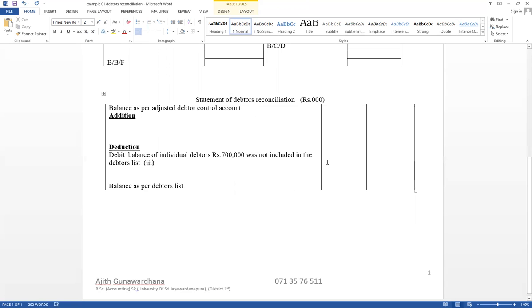The effect is that the debtor list balance decreases. If the effect is that the debtor list balance decreases, 700,000 should be deducted. See the effect on the closing balance. Try to recognize how to decide whether to add or deduct.